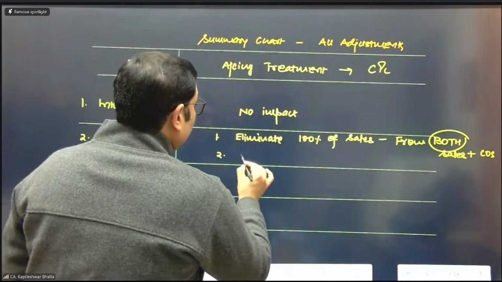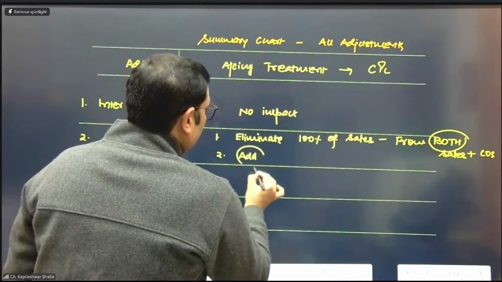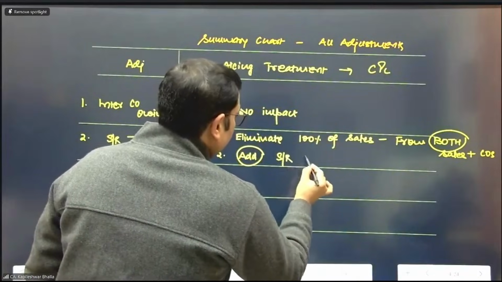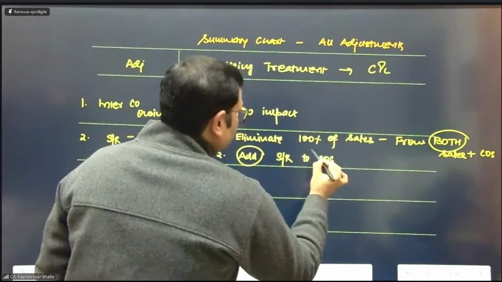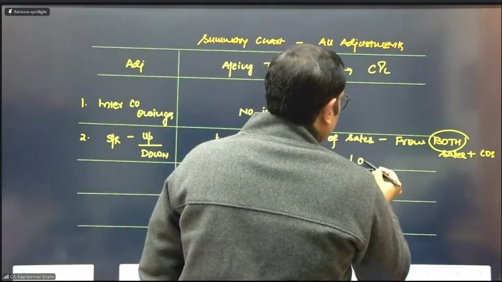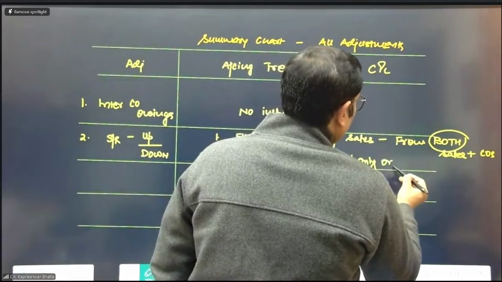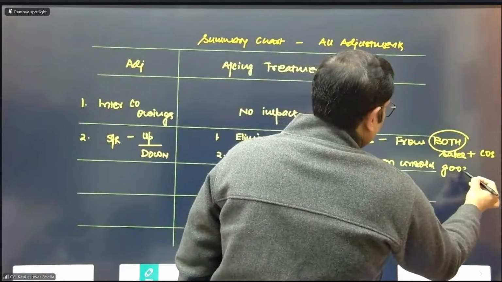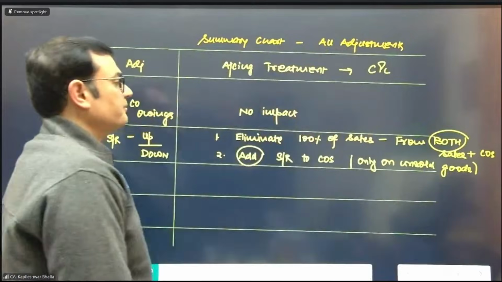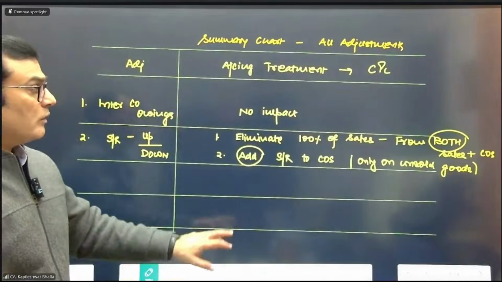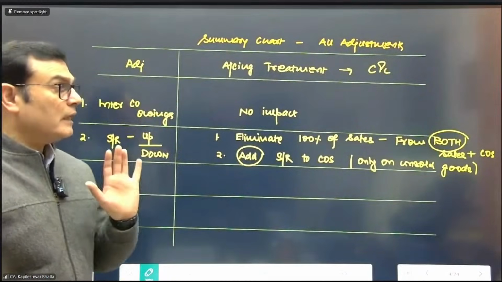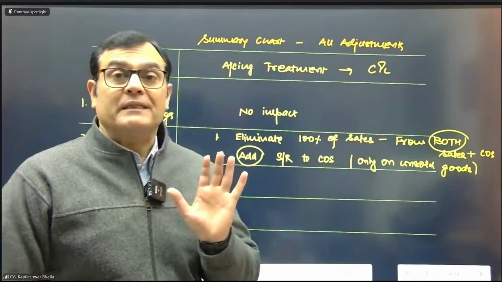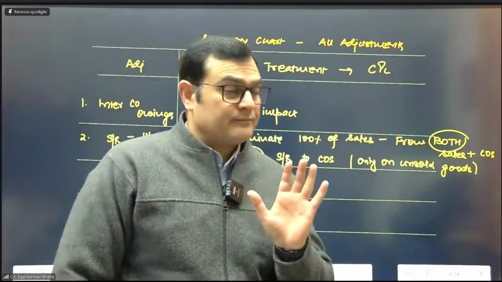And number two, we will add the stock reserve to cost of sale. This is only to the extent of unsold goods. So whatever is the stock reserve on the unsold goods, that is going to be added to the cost of sale.